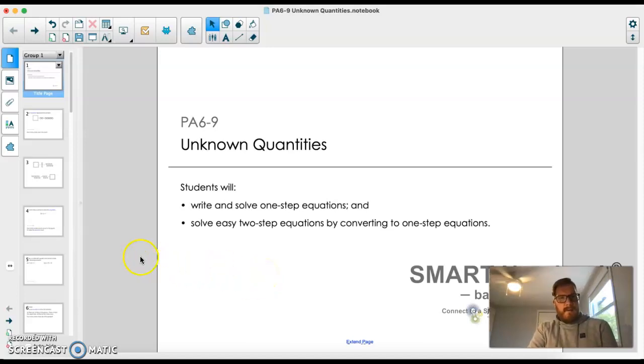We're into a new unit on patterns in algebra, and we're going to start at PA 6-9, which is called unknown quantities. Hopefully by the end, we'll be writing and solving one-step equations and also solving easy two-step equations. The way we're going to do that is by converting some one-step equations. Where we're going to start is just looking at some equations that use addition.